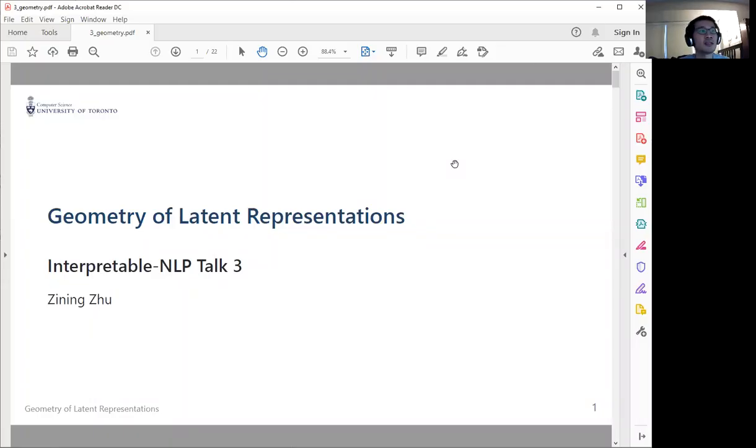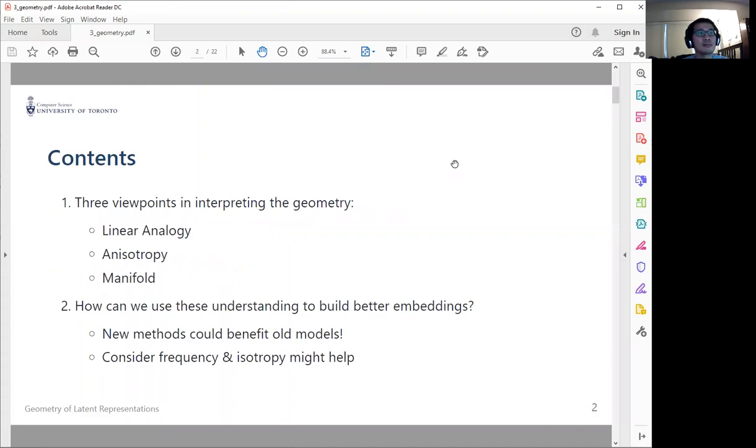So, hello, today we are going to talk about the geometry of latent representations. We'll talk about the linear analogy and anisotropy and manifold aspects. And later we're going to talk about how we can use these interpretations from the geometry to build better embeddings in the future.